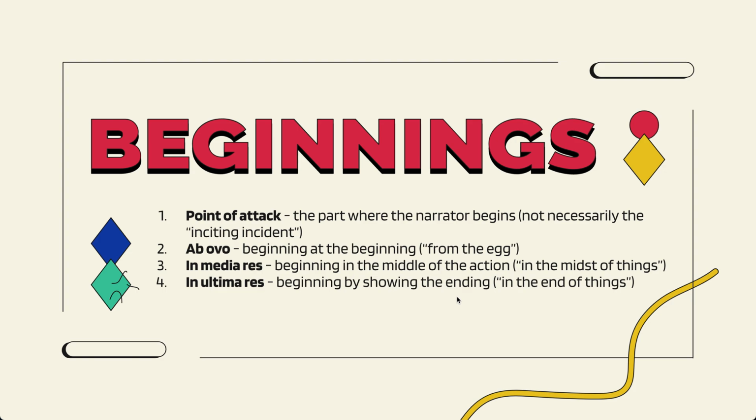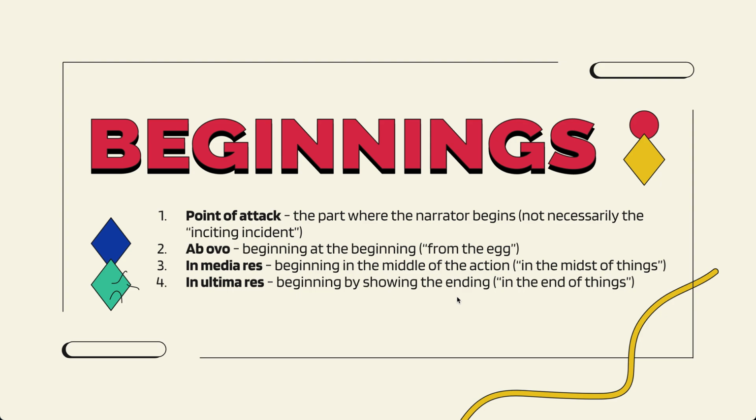So ab ovo is beginning at the beginning. I know that sounds kind of strange. Everything begins at the beginning because then it wouldn't be the beginning. Yes, but think of it this way. Does the story begin when everything is status quo, when everything is good even, and then a little while into it, something dramatic happens, something terrible happens, something out of the ordinary happens to propel things into a different mode?